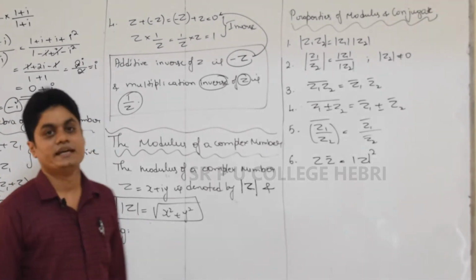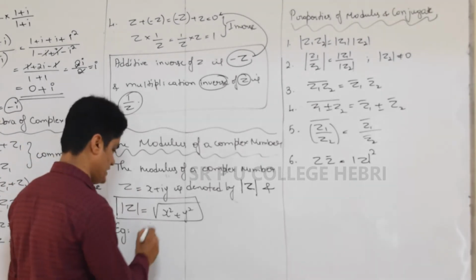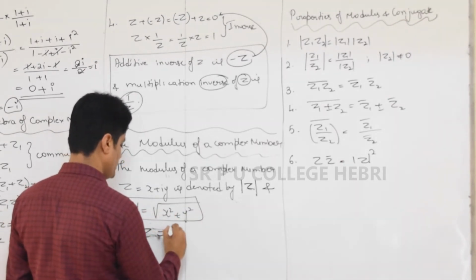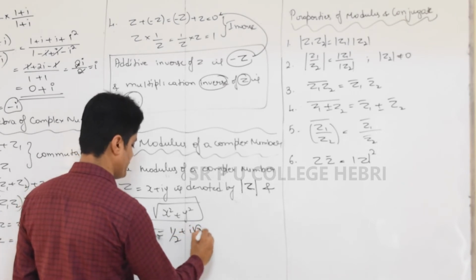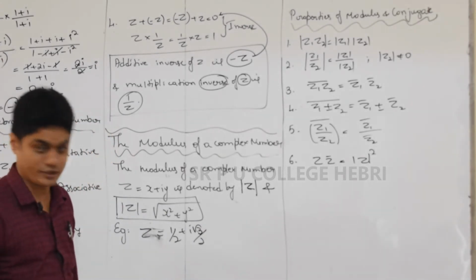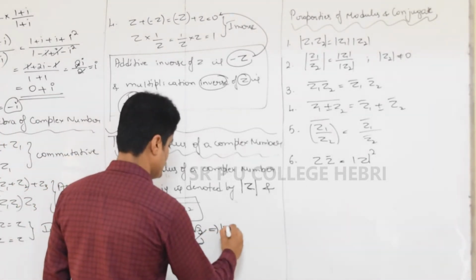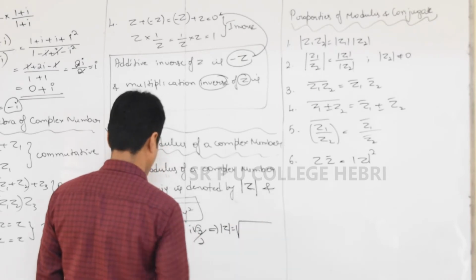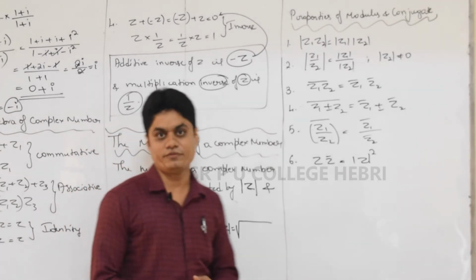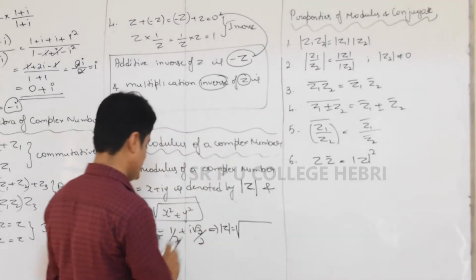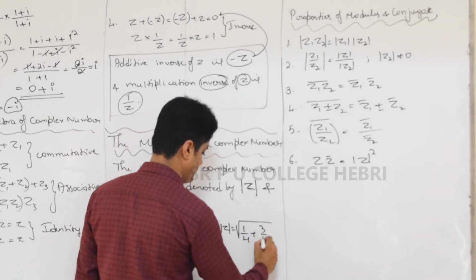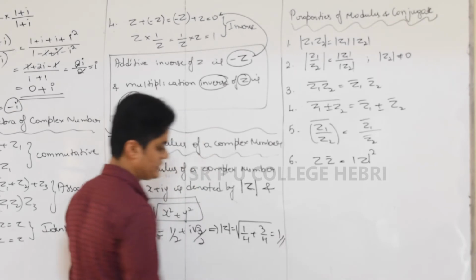Mod z is equal to root of x square plus y square. For example, if z is equal to 1 by 2 plus i root 3 by 2, can you tell me what is mod of z? According to the definition, if z is equal to x plus iy, then its modulus is root of x square plus y square. Therefore, if z is equal to half plus i root 3 by 2, what is the modulus? 1 by 4 plus 3 by 4, that is 4 by 4, so 1.